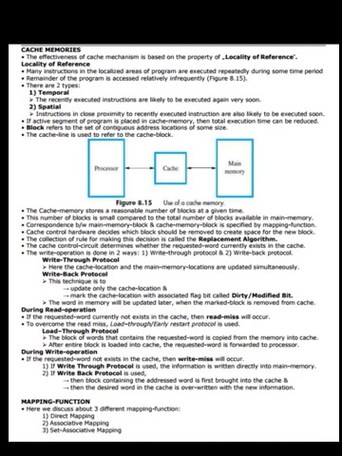Correspondence between main memory block and cache memory block is specified by the mapping function. Cache control hardware decides which block should be removed to create space for the new block. The collection of rules for making this decision is called the replacement algorithm. The cache control circuit determines whether the requested word currently exists in the cache.